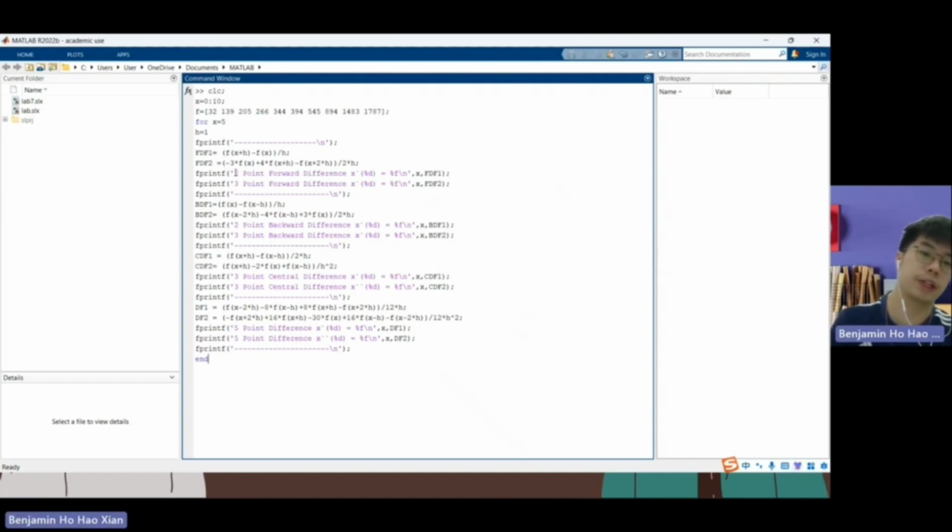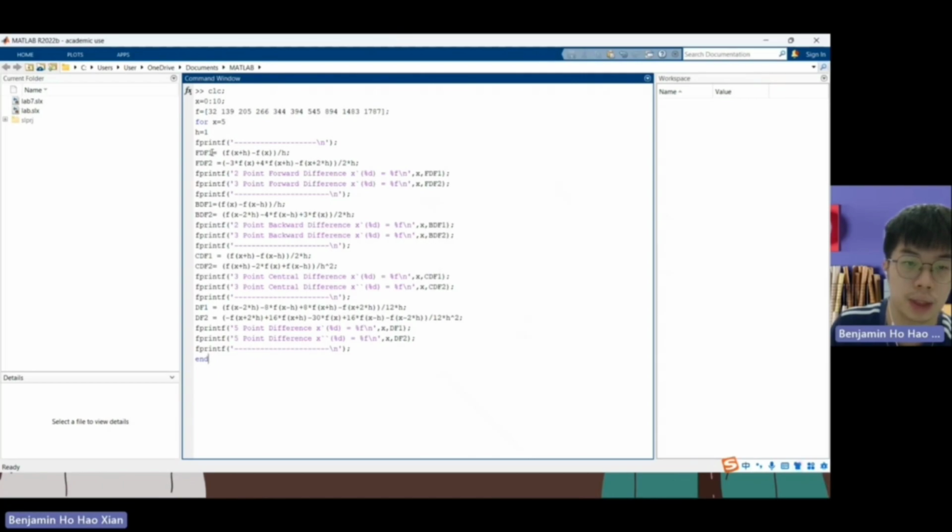So we need to find the 2-point forward difference, 3-point forward difference, 2-point backward difference, 3-point backward difference, 3-point center difference, and 5-point difference as the first derivative, and 3-point center difference for the bottom one as the second derivative. The 5-point difference, which has a 2, is the second derivative. So that we can enter the equation.